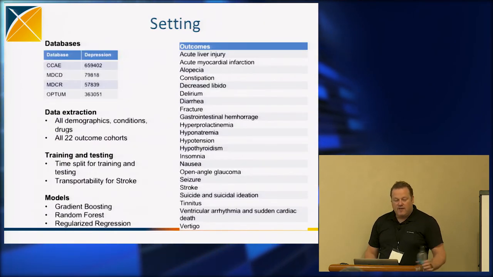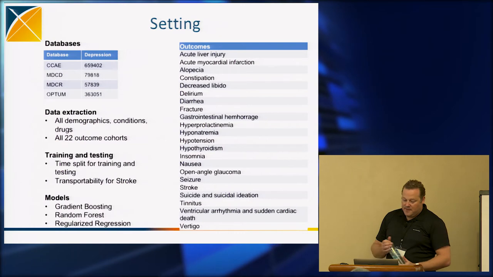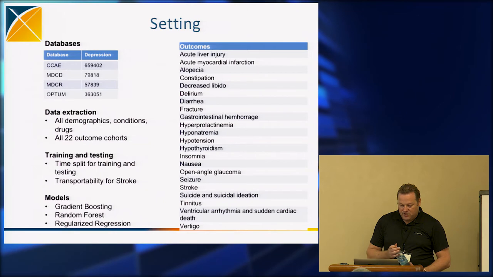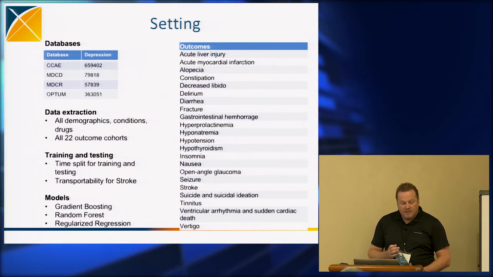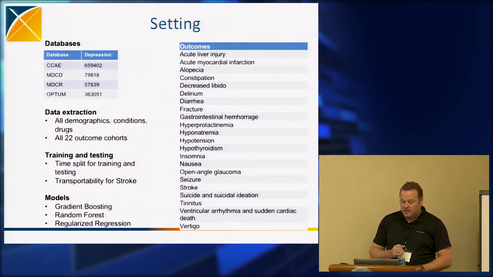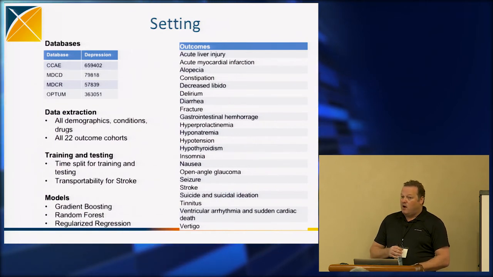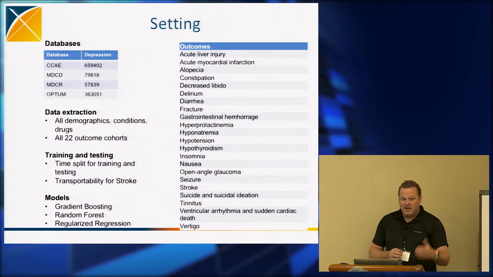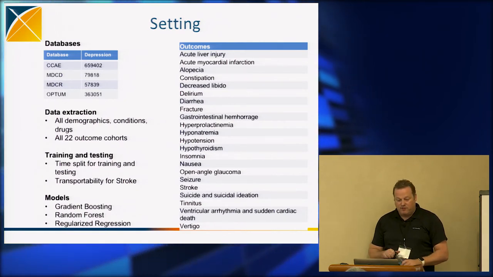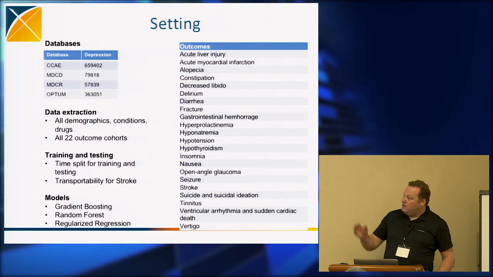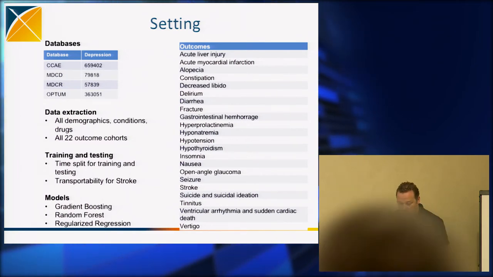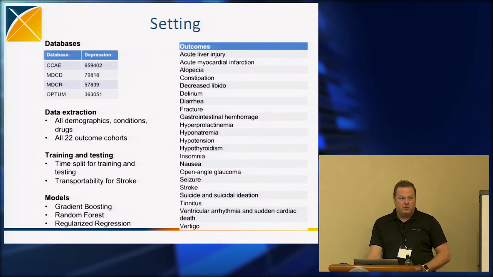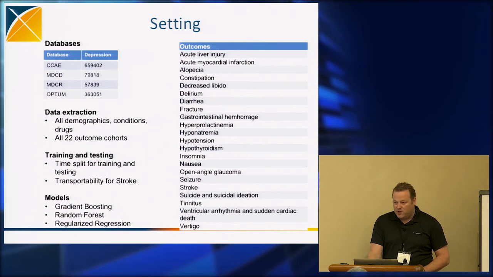What we've done is run that on four big databases with a lot of depression patients, as you can see here. We extracted the data. We did a time split for training and testing. We also looked at the transportability of one of the outcomes, which was stroke, and ran, in this case, these three algorithms: gradient boosting machine, random forest, and regularized regression. And we looked at all these outcomes that you see on the right within that cohort T. So these are 22 different O's in the T, pharmaceutically treated depression.